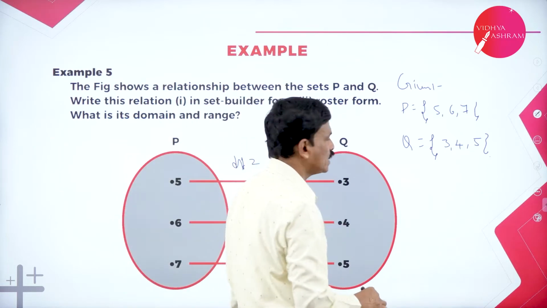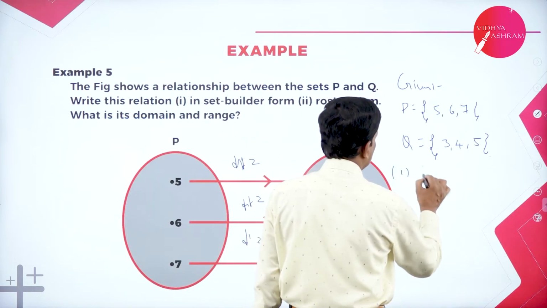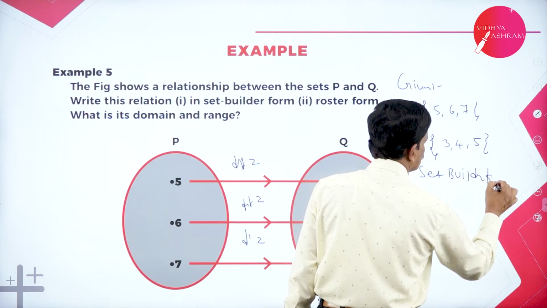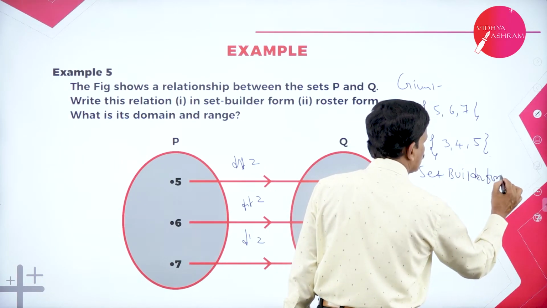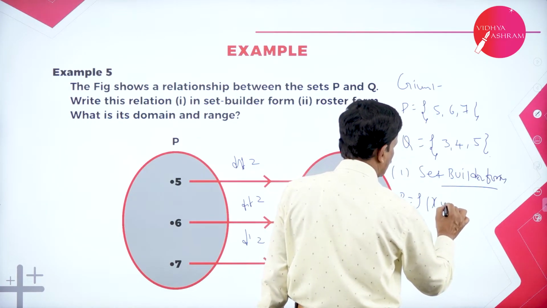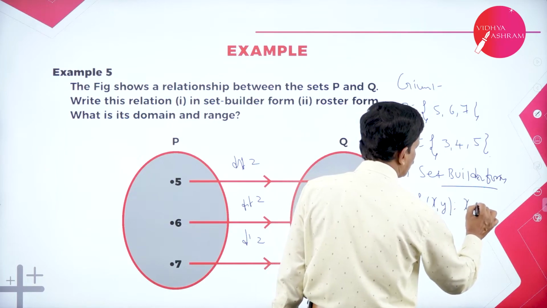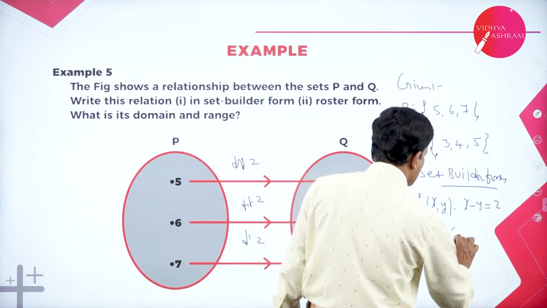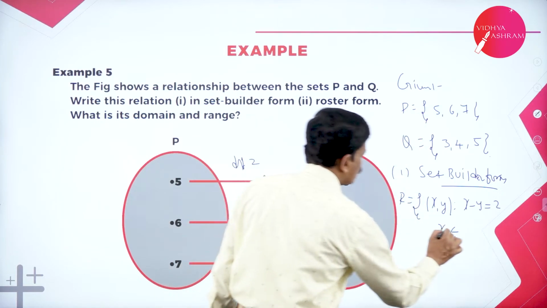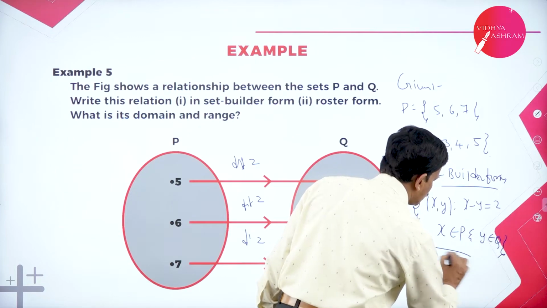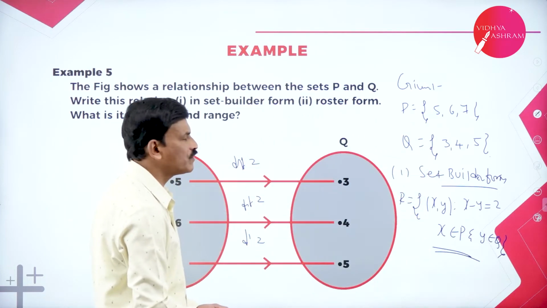Therefore, this can be written as, first one, set builder form. R is equal to x comma y such that the difference x minus y is equal to 2, where x belongs to P and y belongs to Q. That's all. This is the set builder form.